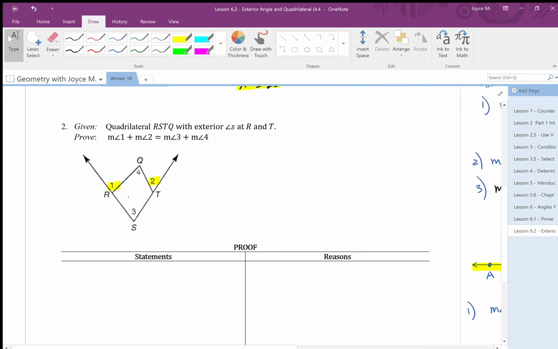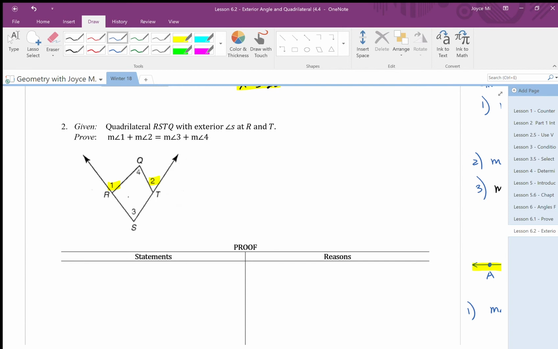So for this proof, you are given a quadrilateral QRST, with exterior angles at R and T. One way to do this proof is to look at the relationship of writing equations involving angles 1, 2, 3, 4 here. I can just write equations about them. So I can label some names I'm going to add.